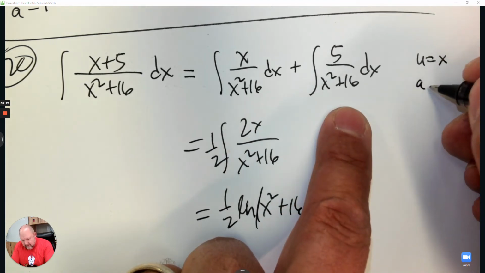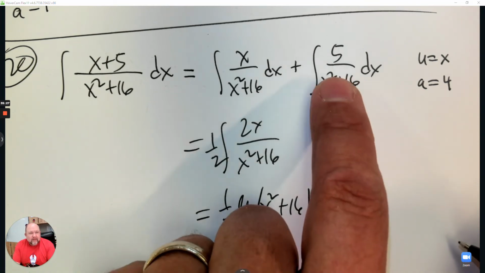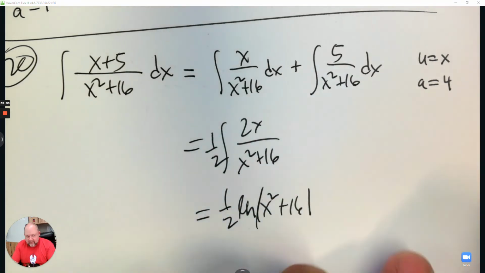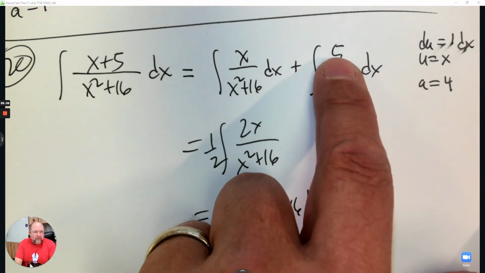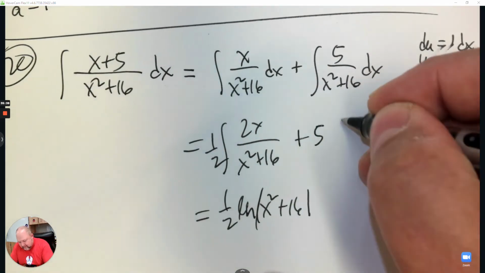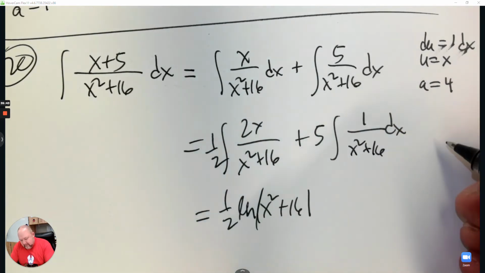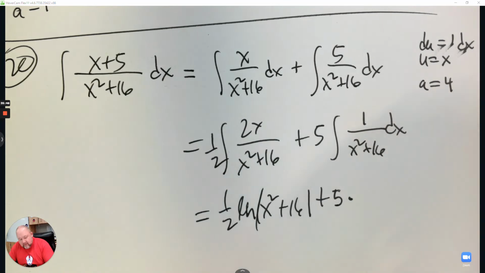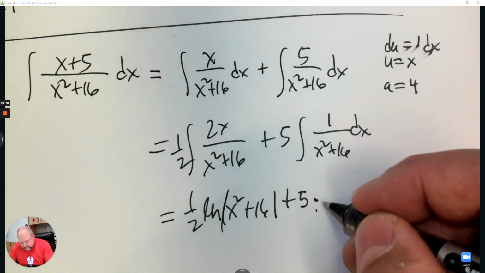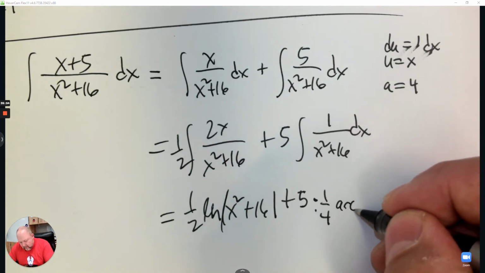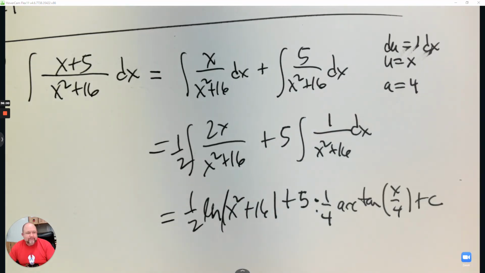x. A would be the square root of 16, which is 4. And it's adding, so it's in that form, and I can see that then the derivative of u is 1 dx, and now I'm set. So instead of 1 dx, I have a 5, but I can put the 5 in front and get 1 dx. There it is. And now this is just arctangent. So start with a 5. It starts with 1 over a, and then arctangent, and then u over a, and then plus c.